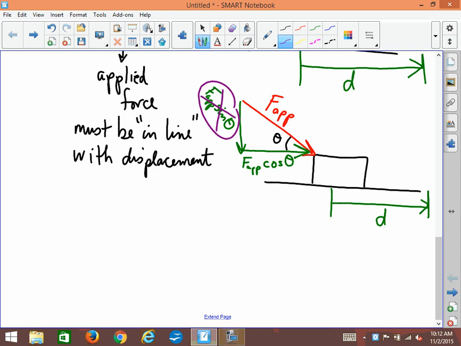Any force that's pushing down is pushing into the floor, and the normal force of the floor is pushing back, and it's kind of a wash. So it's the component in the direction of the displacement. So when we write the expression now, it's F applied cos theta multiplied by D. See that?